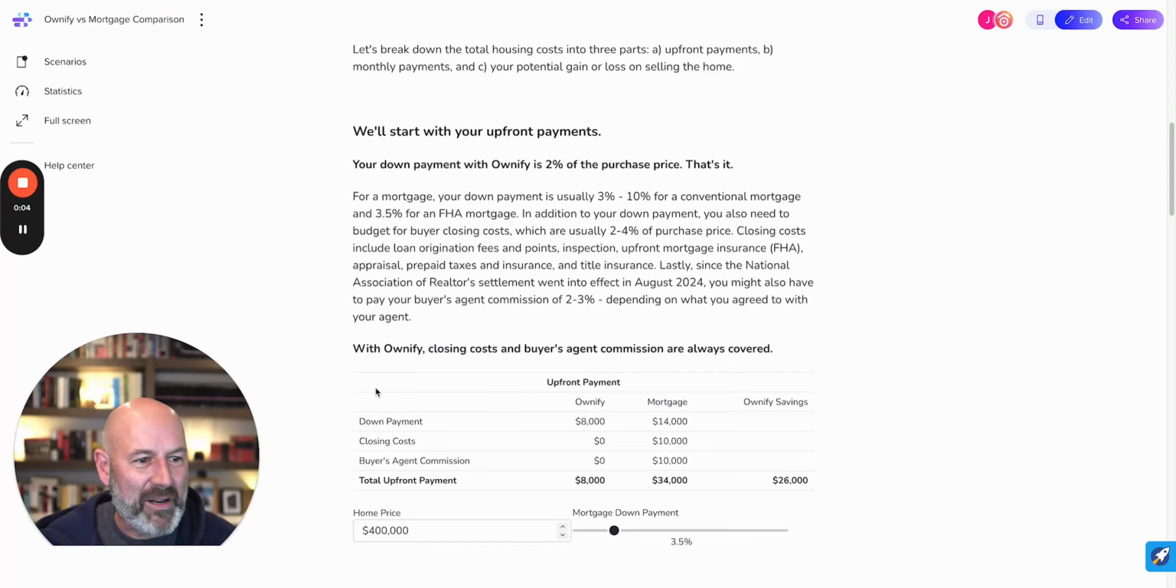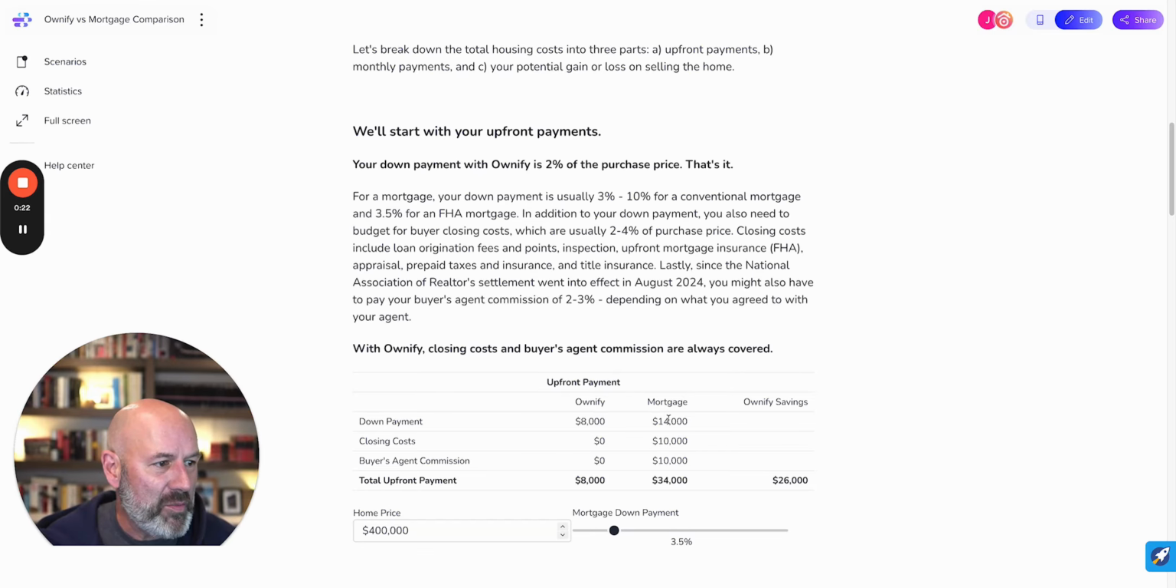All right, welcome back. So let's start with your upfront payments. Again, with Ownify, your upfront payment is 2% of the purchase price. That could include some upfront repair costs or make-ready costs, as we call them, but generally it's 2% of the purchase price or pretty close to it.